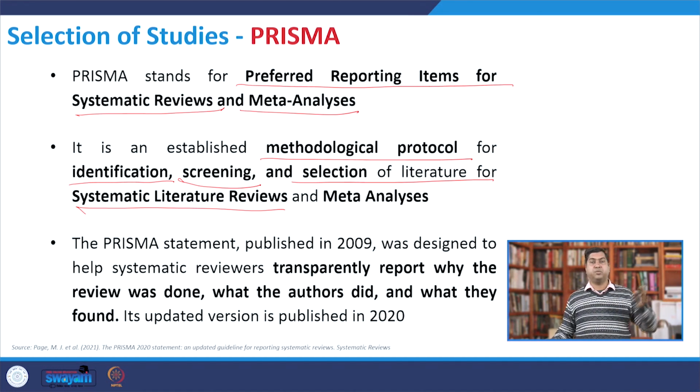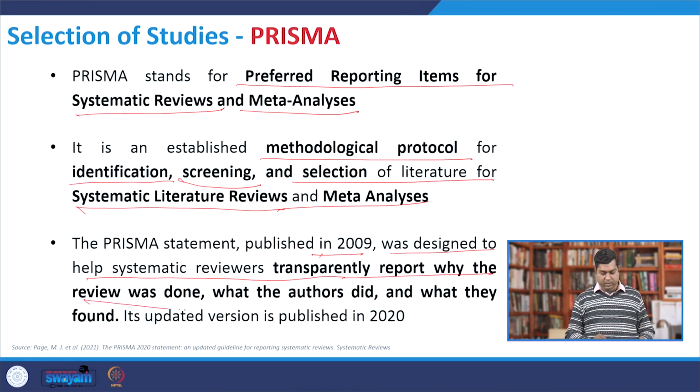So from n to small n, that number may not be small, it is not good to say small or large. It is the very pertinent literature which actually satisfies all the inclusion and exclusion criteria that you put into your logical search, and then you end up with that particular list and go for the review. The PRISMA statement published in 2019 was designed to help systematic reviewers transparently report why the review was done, what the authors did, and what they found.